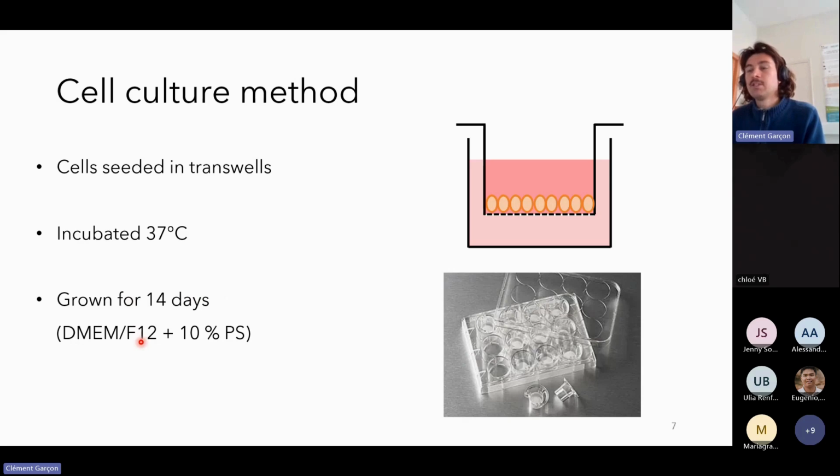We use a medium called DMEM/F12, so it's a commercial medium basically, but with porcine serum in it. And just to monitor the cell culture, we measure an indicator called TEER, transepithelial electrical resistance, every 3 to 4 days. This is something we use to assess how the cells form a good layer and a permeable layer. So it's to evaluate the evolution of the cell layer over time that we measure that. It's just an indicator, basically.